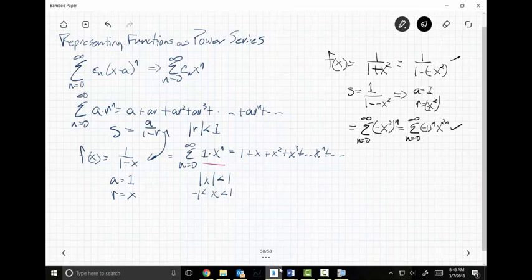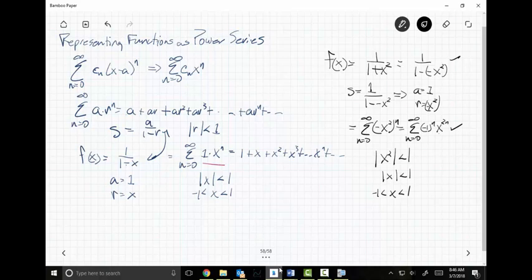Now let's find the radius of convergence, the interval of convergence. Well, this series is centered at 0 because otherwise it would have an x minus a to the n, right? So I know that absolute x squared has to be less than 1 because the geometric series tells us that. Well, if absolute x squared has to be less than 1, then clearly absolute x has to be less than 1, which implies that x is between negative 1 and 1 again.